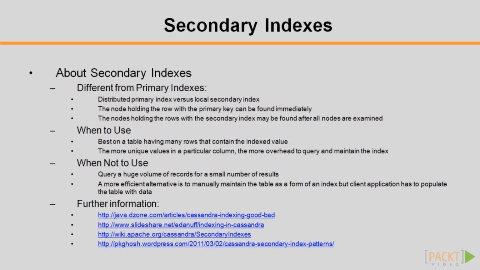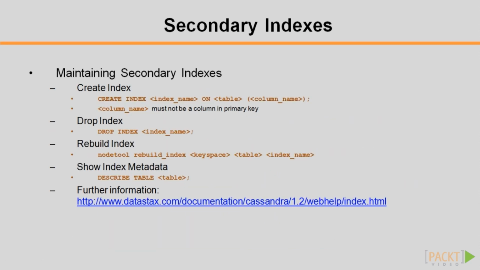Therefore, it's not suitable for querying a huge volume of records for a small number of results. A better workaround is to manually maintain a table as a form of an index, but it requires the client application to populate the table with data. To create a secondary index, use the CREATE INDEX statement in CQLSH. Remember, columns in a secondary index must not be columns in the primary key. To drop an index, simply use the DROP INDEX statement.